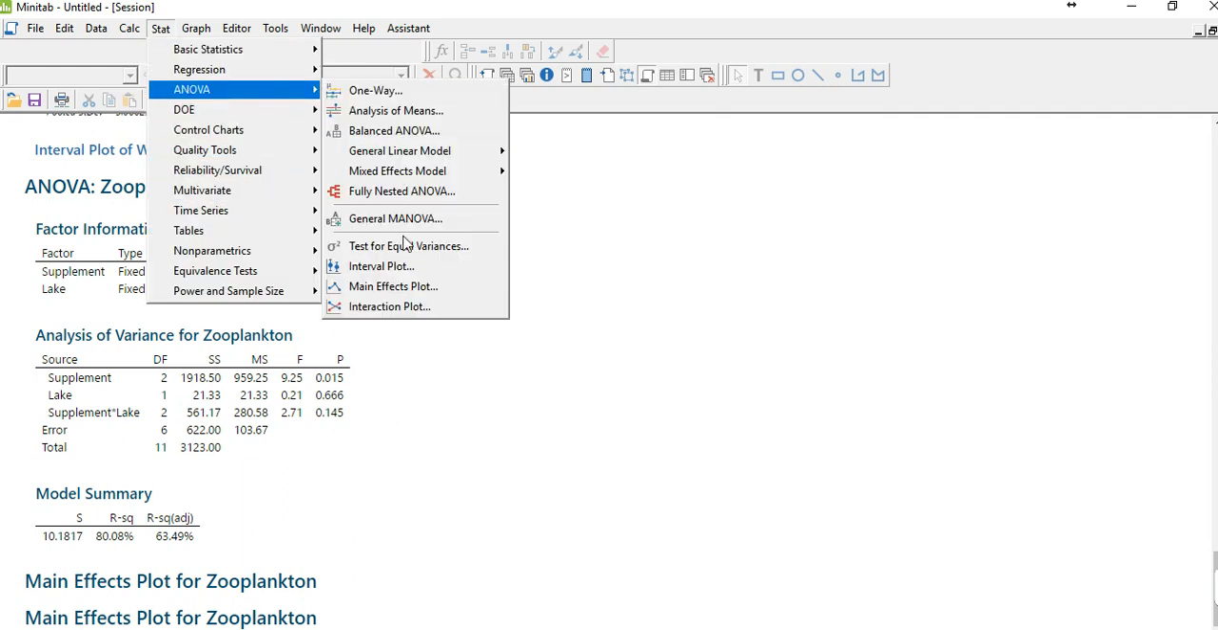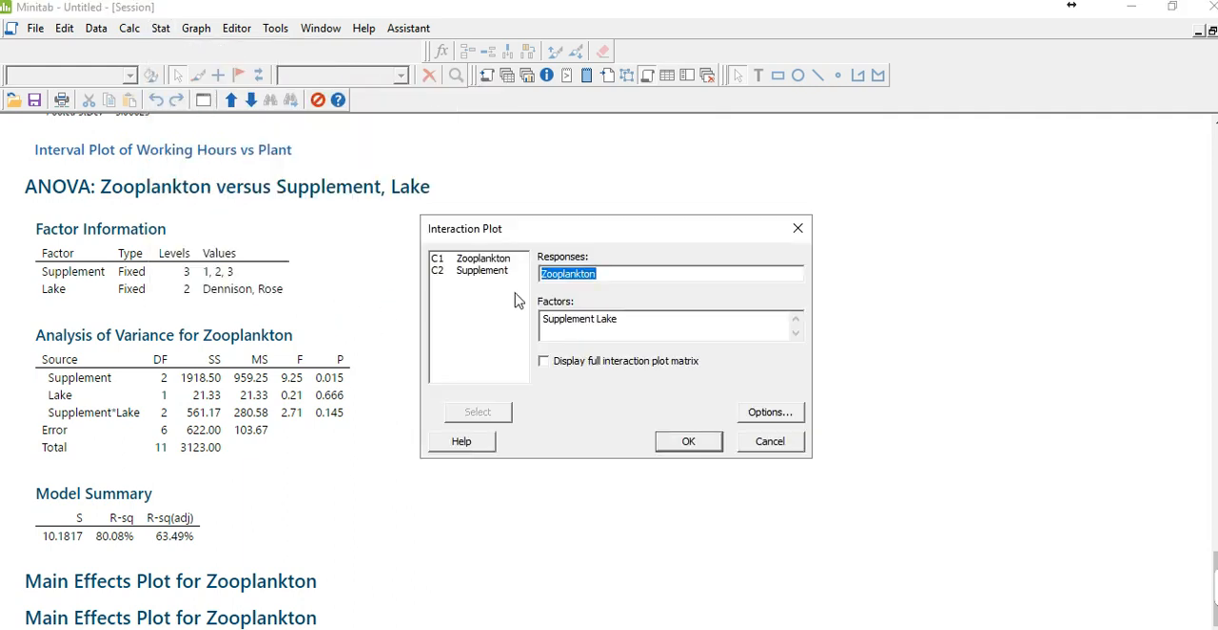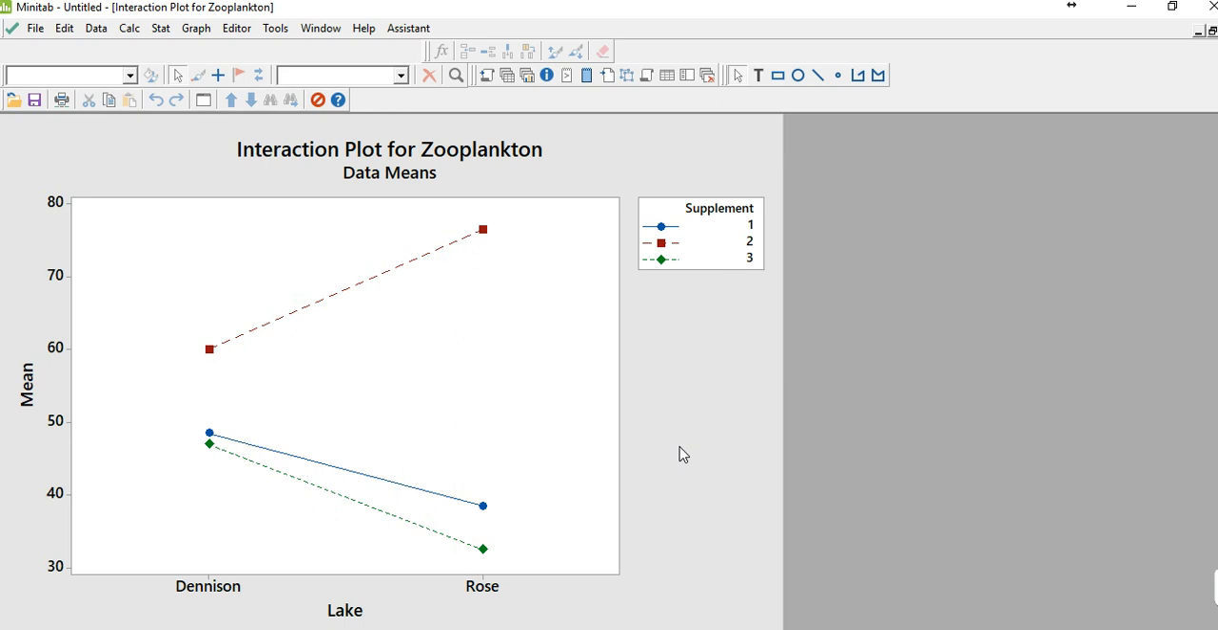Okay, so you can also look at the interaction plot. Go to ANOVA, interaction plot, and then okay. So again, the response is zooplankton. Now for factors, let's delete this and double-click supplement, double-click lake, and then click OK. So now you can see the interaction plot. Again, the plot itself suggests that there might be an interaction effect because all three lines are not parallel to each other.